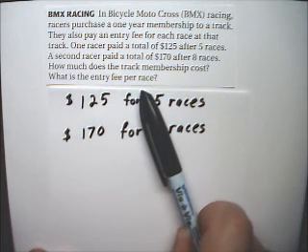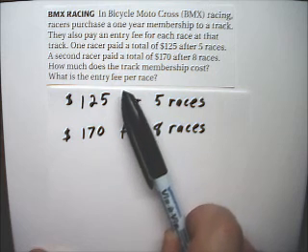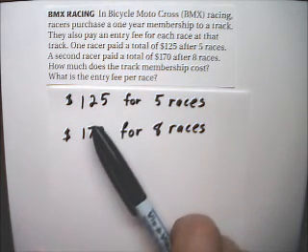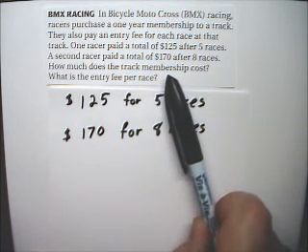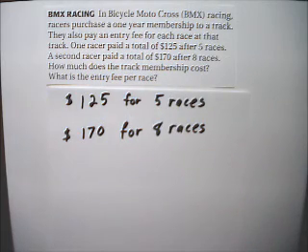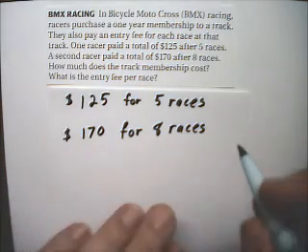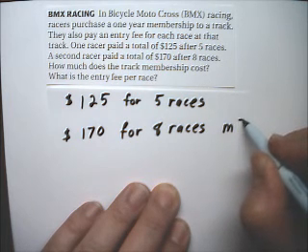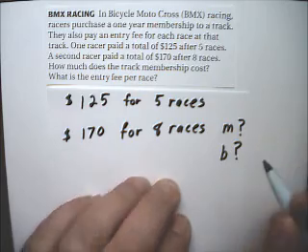Well, fee per race, that's a rate. It's like dollars per gallon or miles per hour. These are all rates, as we have seen. These rates are the slopes, and these initial fees are the y-intercept, the b. So we're going to attack this problem the same way we have been. We're wondering m is a question mark and b is a question mark.